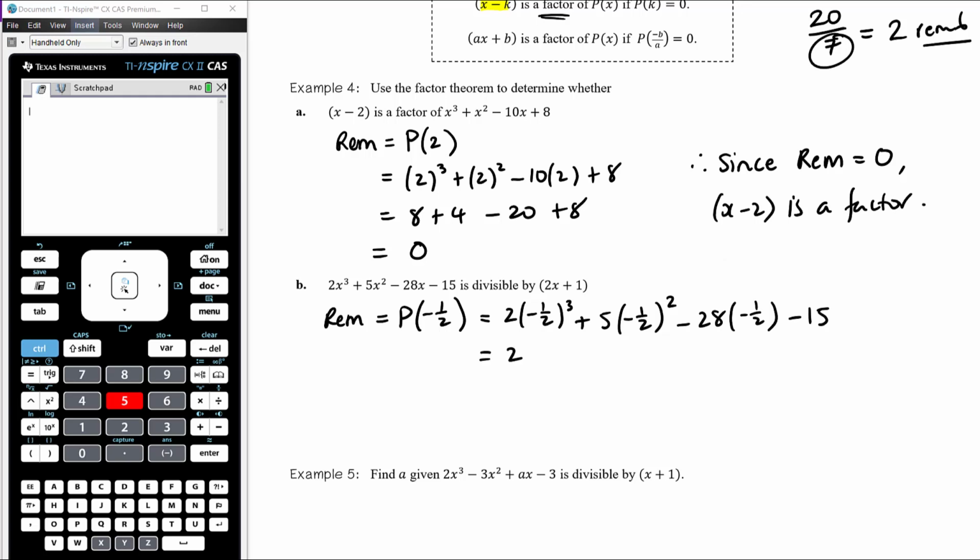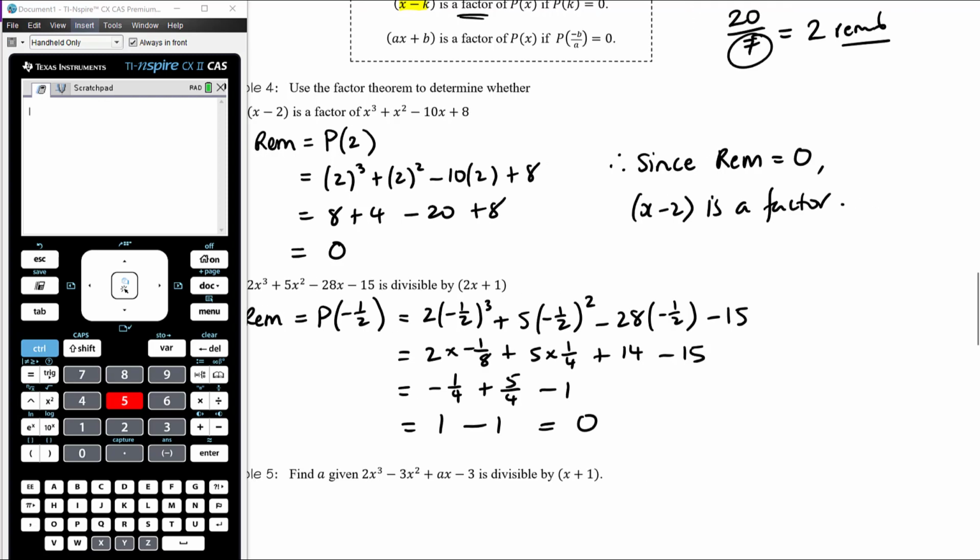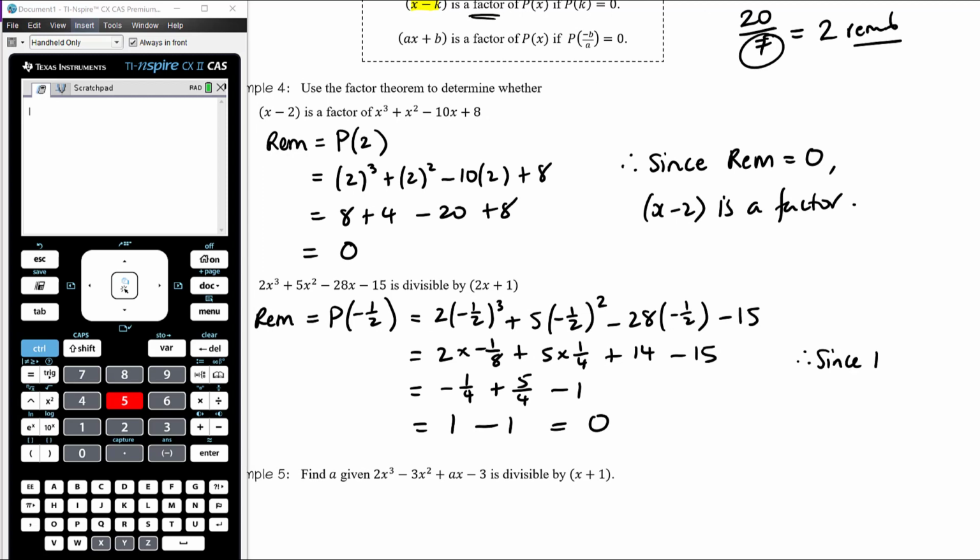So we've got 2 times, so negative 1 half cubed will be negative 1/8. Plus negative 1 half squared will be positive a quarter. And then we've got minus 28 times minus a half, so that's positive 28 times a half, so that's positive 14, and minus 15. Okay, so this is negative 1 quarter plus 5 quarters plus 14 minus 15. 14 minus 15 is negative 1. Negative a quarter plus 5 quarters is 1, minus 1, and so we do have 0. So therefore, since the remainder is equal to 0, 2x plus 1 is a factor.